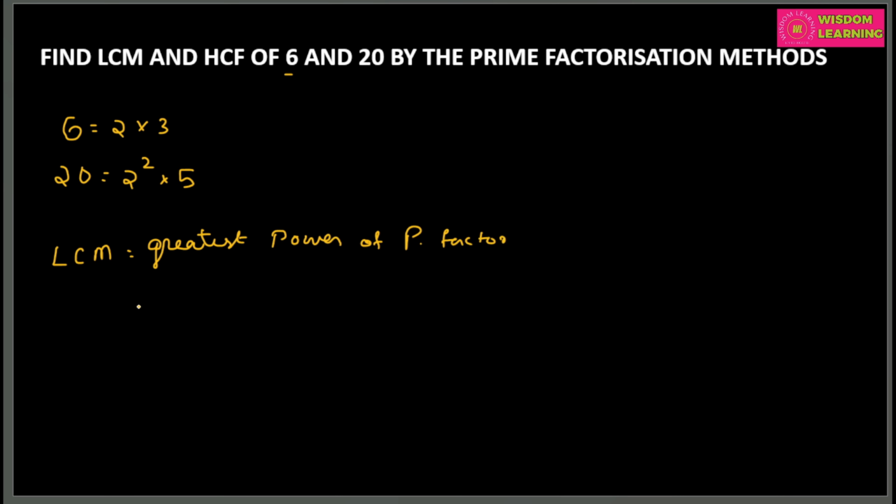Here what numbers are there? 2, 3 and 5. The highest power of 2 is 2 square. 3 is only one, so the highest power is 3 raised to 1. So LCM is 2 square into 3 into 5. 3 fives are 15, and 15 into 4 is 60. The greatest power of the prime factors gives the LCM.